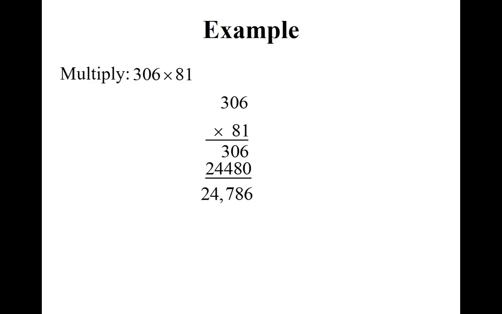I tricked you into using the distributive property. 306 times 80 plus 306 times 1. Whoops. Sorry, not sorry. The steps to multiplying the old-fashioned way are really just using the distributive property in disguise.